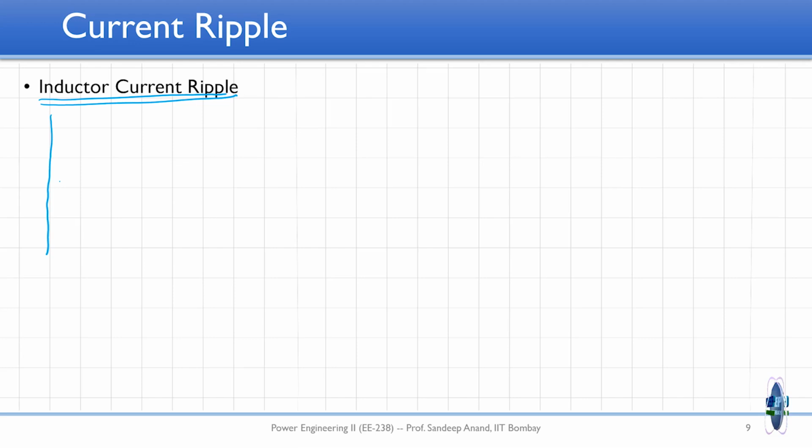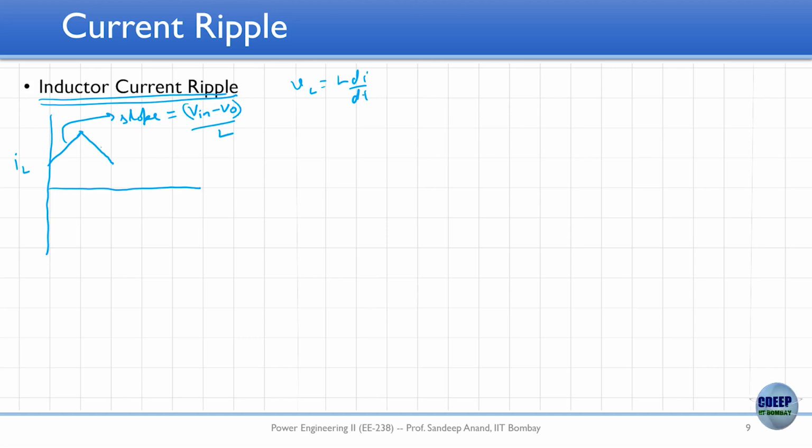So if you see the inductor current, right, it goes up, it comes down. What is the slope with which it is going up? So you imagine the equation V equal to L di by dt, right? The slope should be equal to V by L. So what is the positive slope equal to? V in minus V naught by L, right? And what is this slope? This slope is equal to minus V naught by L, right.